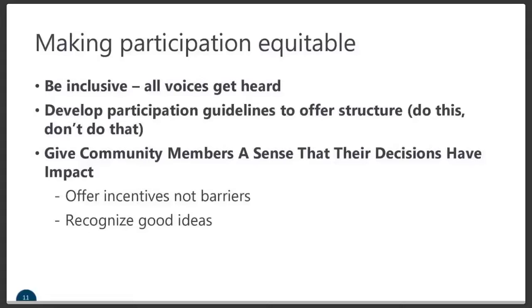The other piece here is just giving community members a sense that their decisions have impact. There is a huge amount of research on this. It's very well proven by the data that the more folks have a sense that their decisions are meaningful and have impact, whether that is real or not, the more engaged they will be, and the more they will participate. It doesn't have to be that their decisions actually have tremendous impact, but the sense that they do can be really important. So engage empathetically with people, indicate that their feedback will go into a broader set of feedback that will help make important decisions, and reinforce that. Offer incentives and not barriers for folks, and recognize and reward good ideas.